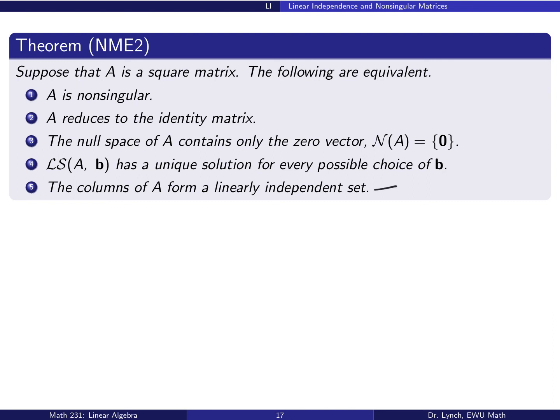Again, I'll remind you that equivalent statements mean that the truth of one implies the truth of all of the others. And the new addition to this non-singular matrices equivalency statement is that A is non-singular if and only if the columns of A form a linearly independent set.